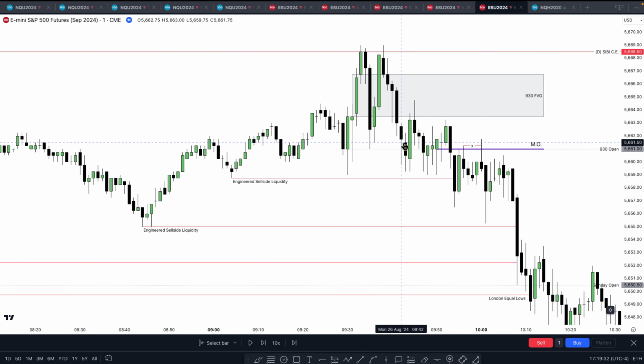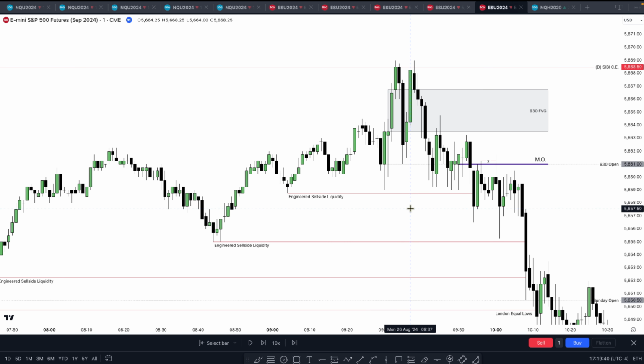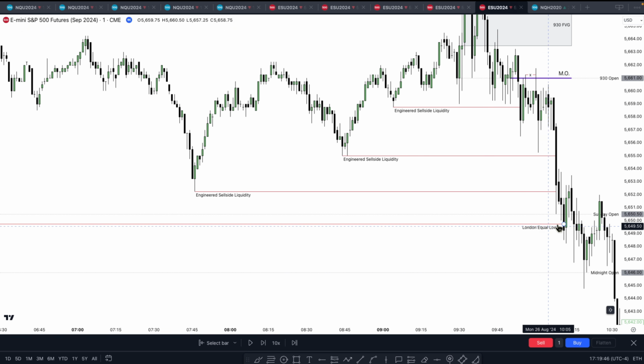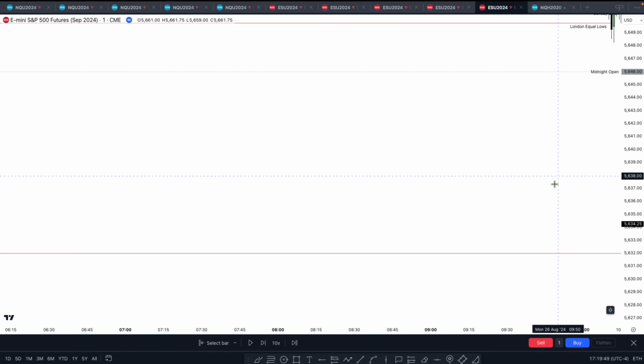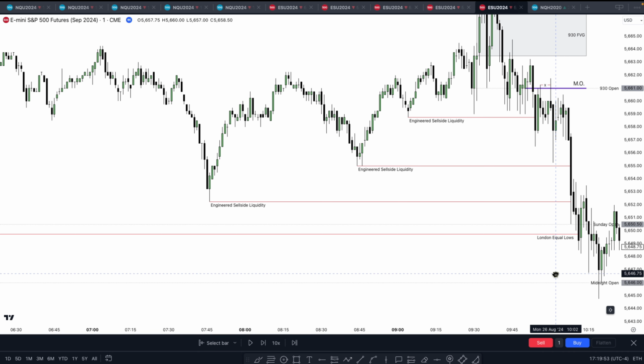So price closes below, engineers all this liquidity, and returns to the 930 fair value gap. Now, before we continue and discuss how we got down here, on top of what we already talked about on the higher time frames in identifying the engineered liquidity, right? London equal lows below Sunday open, zooming down, previous day PM session low, right? The fact that we're above these key opening time levels.